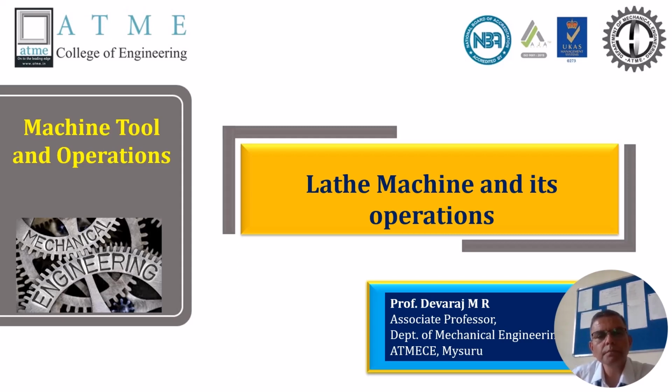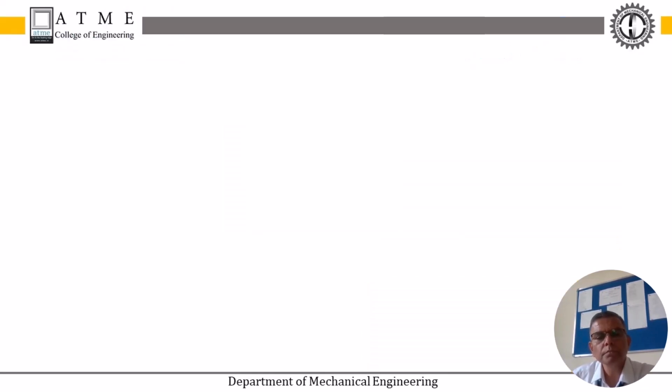Hello everyone. Today let us discuss the lathe machine and its operations. So basically, a lathe is a machine tool which is used to perform various operations to give the desired shape and size. The material is removed in the form of chips to give the desired shape and size by using the lathe machine. So let us have a discussion on the lathe machine tool.